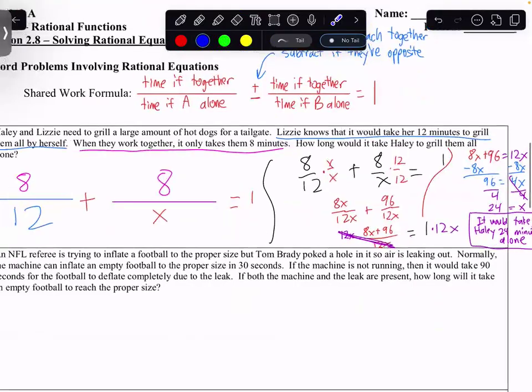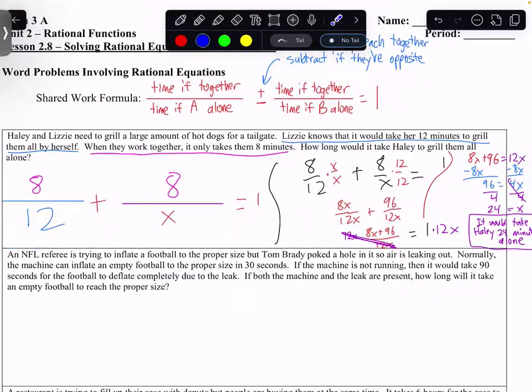Okay, so we'll do one more together. So, NFL referee, that's for football. They're trying to fill up a football. They need to be inflated with air. But Tom Brady poked a hole in it, so air is leaking out. Normally the machine inflates the football to the proper size in 30 seconds.